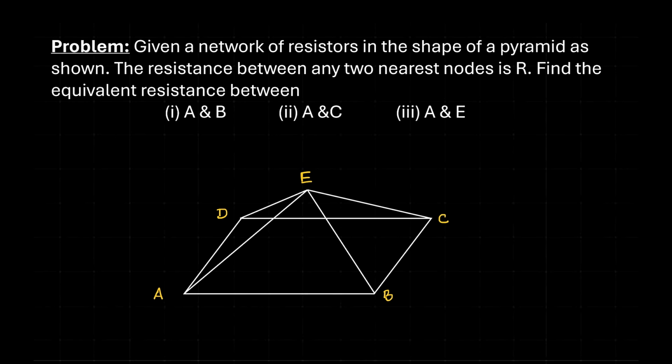Let's see this network of resistors in the shape of a pyramid. The resistance between any two nearest nodes is R, and we have to find the equivalent resistance between A and B, A and C, and A and D.